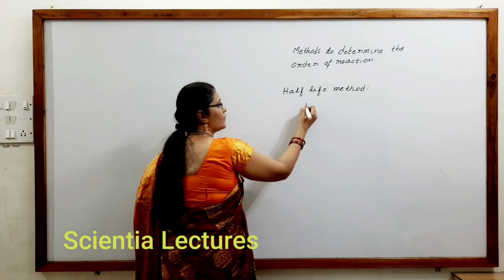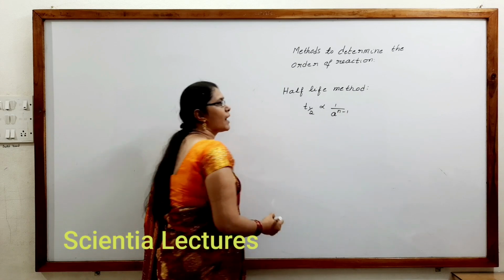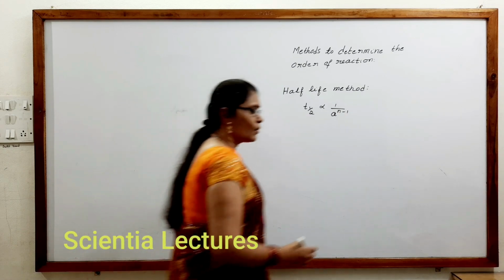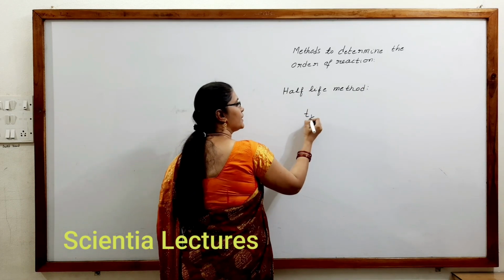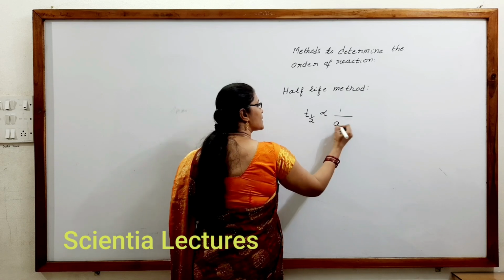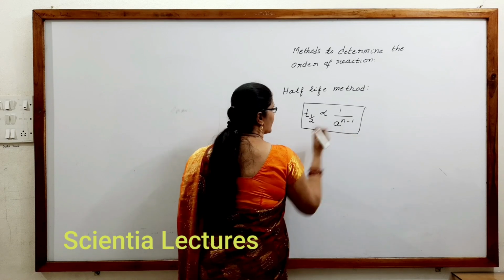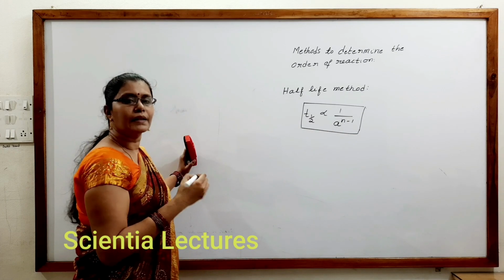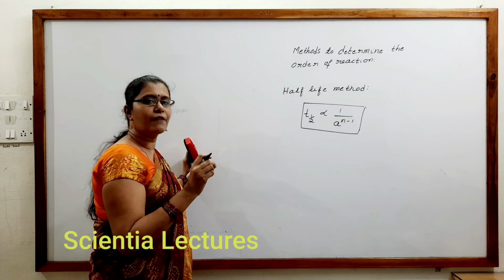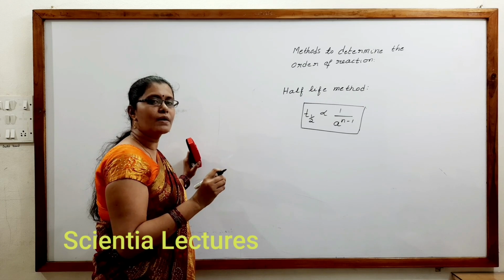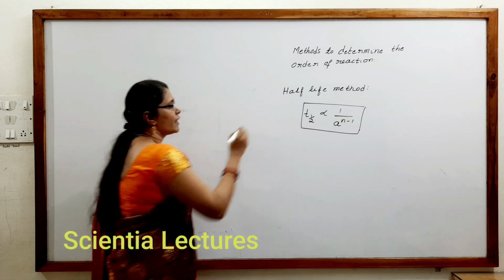We already know that for an nth order reaction, T half is inversely proportional to A power n minus 1. We have already taken and derived it. So T half is proportional to 1 by A power n minus 1. This can be written at different concentrations. Suppose at A1 concentration, its half-life time is T half 1. At A2 concentration, its half-life time is T half 2.